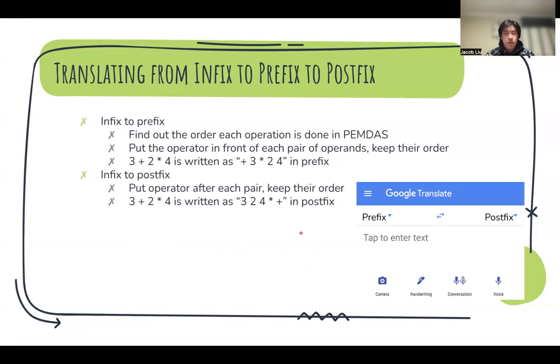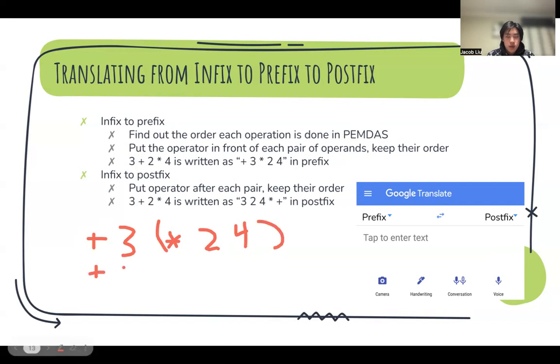Let's see. Converting from prefix back to infix or postfix back to infix is also not that difficult. You simply go from right to left. It's kind of like solving. So you see, okay, does plus have two numbers right after it? Nope. Does times? Yes, it does. So then you change this to plus 3, 2 times 4. And then it becomes 3 plus 2 times 4.